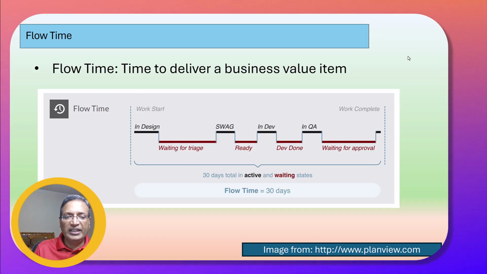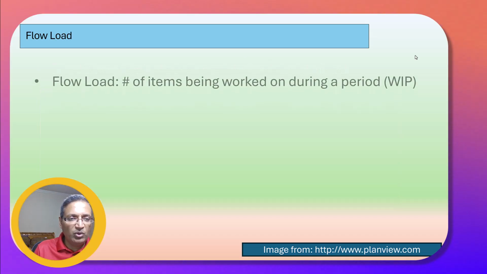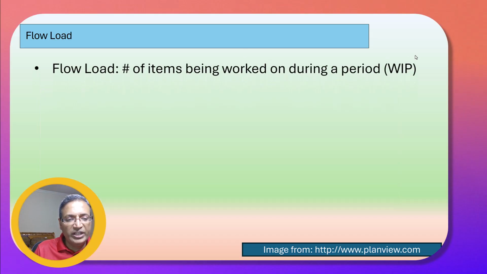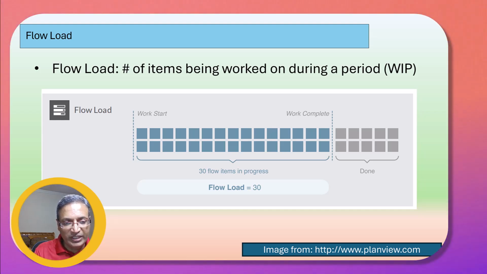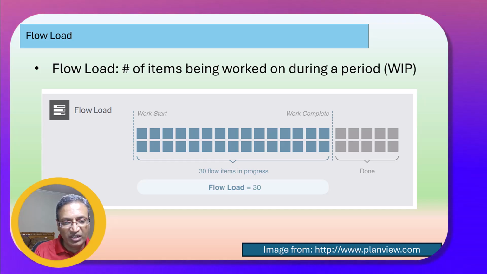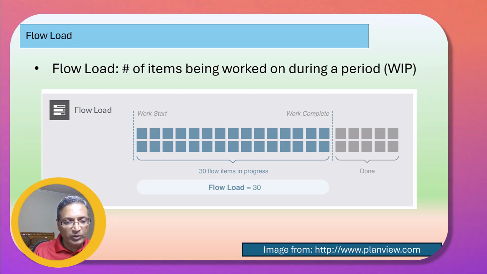The next metric that we'll talk about is the flow load. Flow load is the number of items that are currently being worked on by the team. So it gives an idea about work in progress. Now this flow load is 30 items, which is very high for an agile team. But if there's a release train, then this could be a realistic amount of things that are worked on. I still feel it is high. Could be for a portfolio.